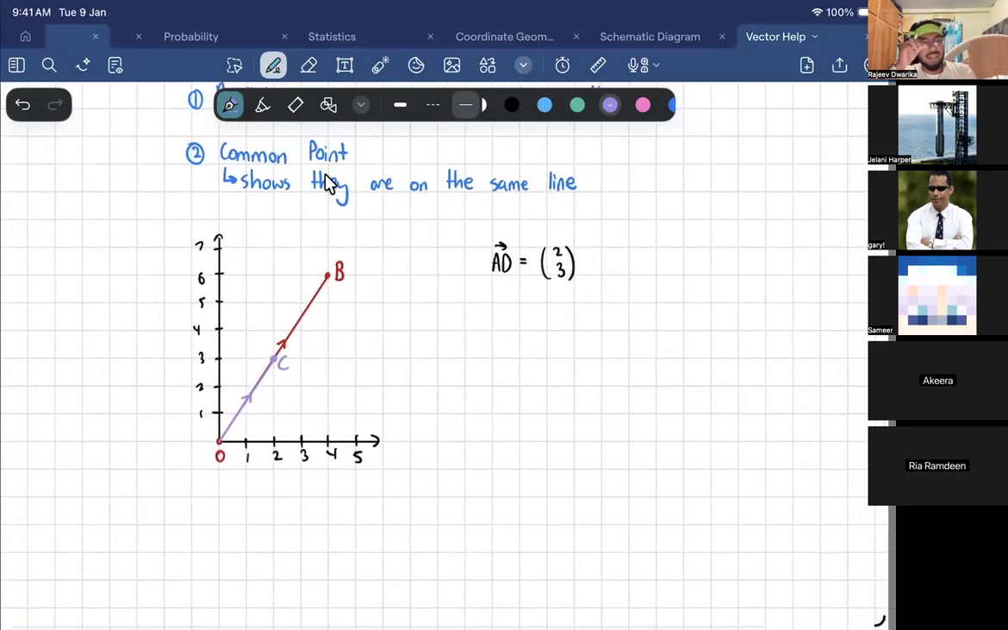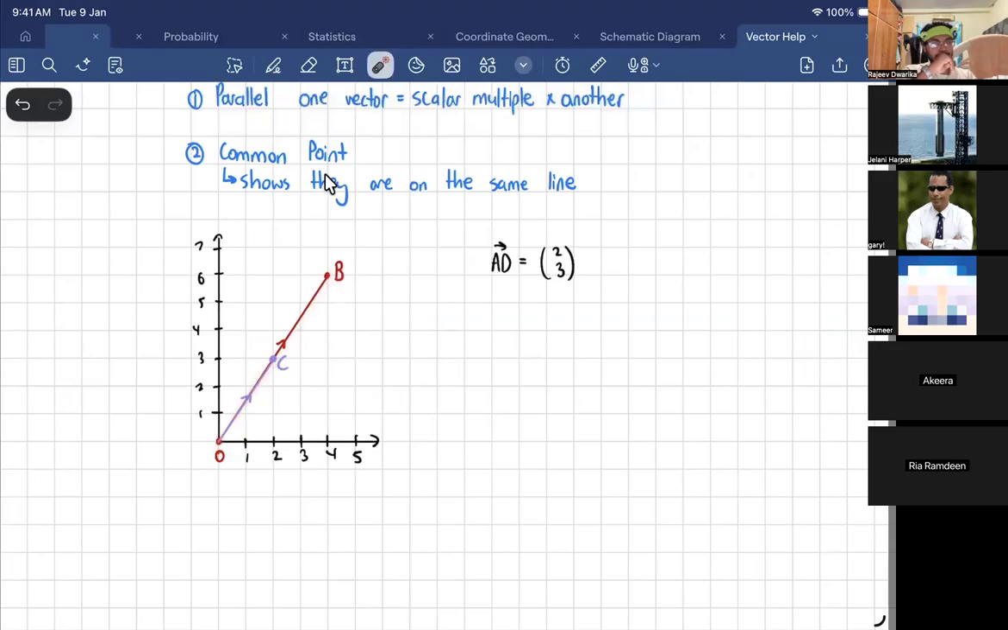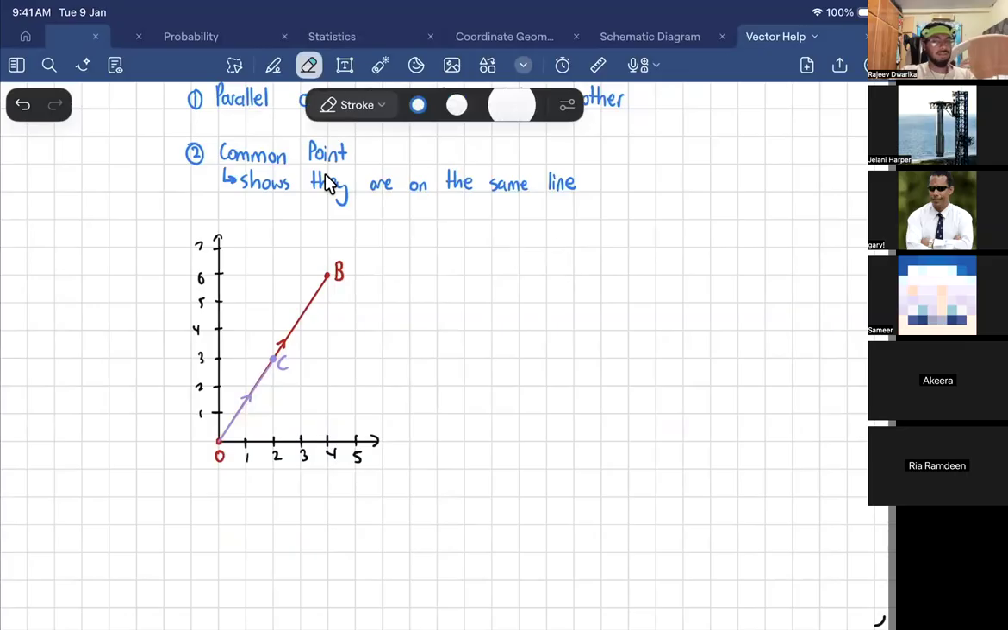Okay, would I say that vector O to C and O to B are collinear? Could somebody tell me why I would say that this vector and this vector are collinear? Because point C and B lie on the same line. But how will we show that mathematically? That's the question. How am I showing that mathematically? Let me show you.